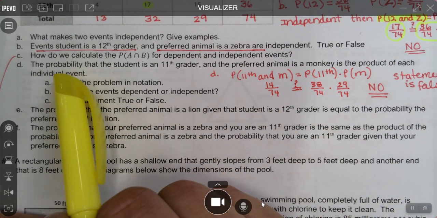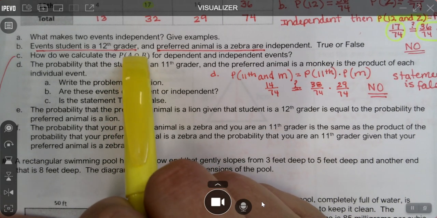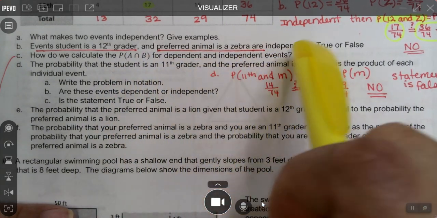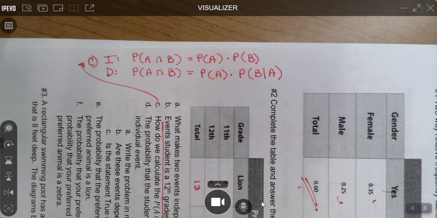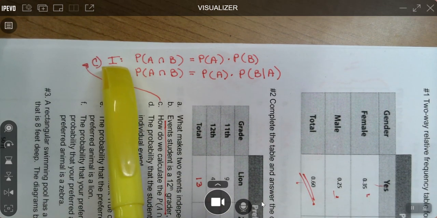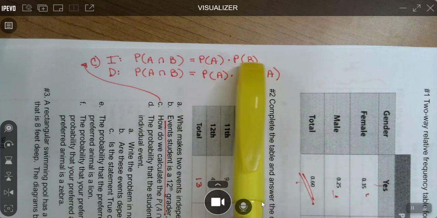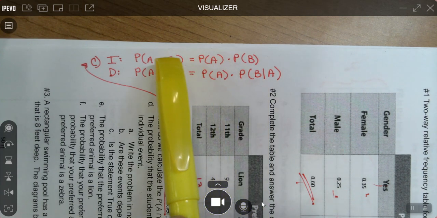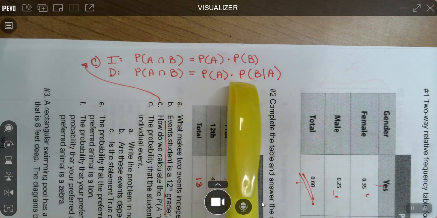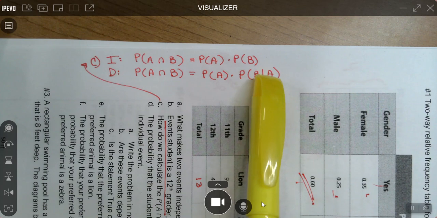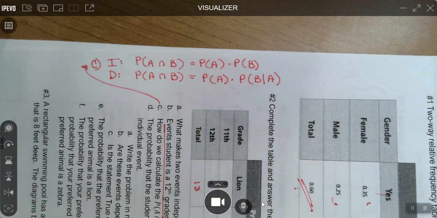All right, C. How do we calculate the overlap or the and probability for dependent and independent events? Because the formula changes. If you're independent, it's just the multiplication of the two individual probabilities. But if they are dependent, then it's the probability of A times the probability of B given that A has already occurred. So, conditional probability.